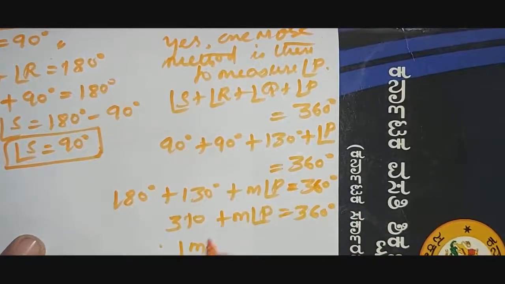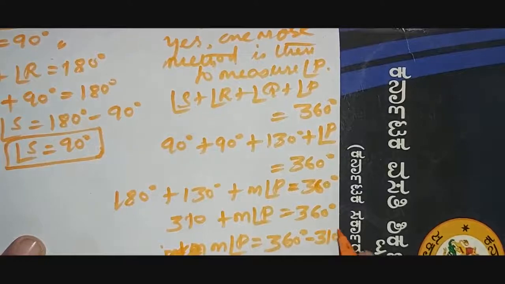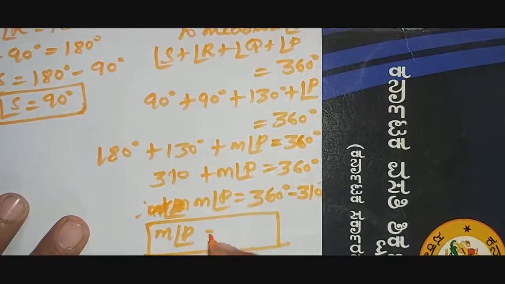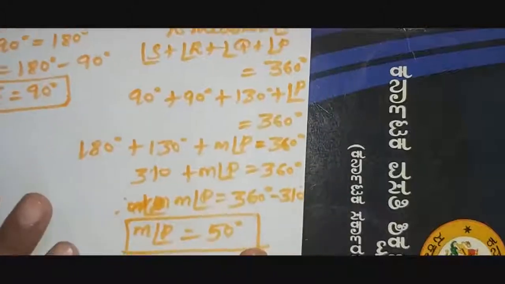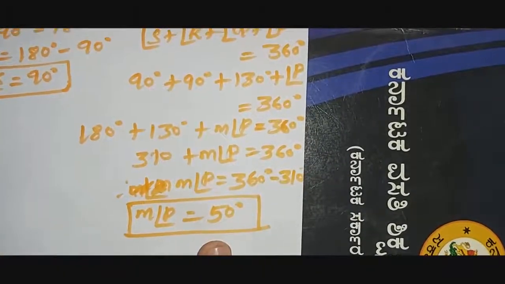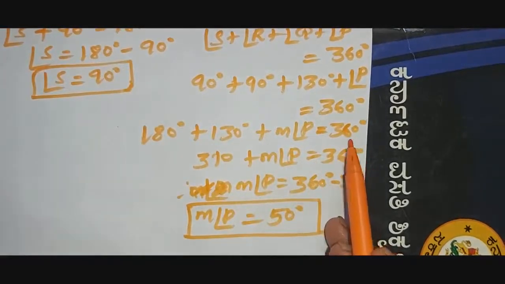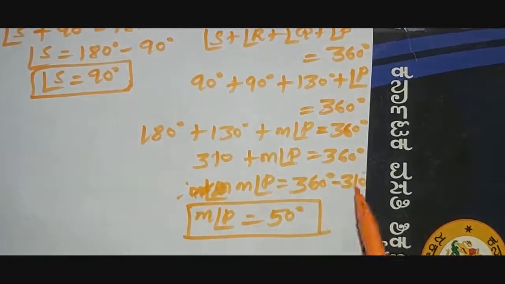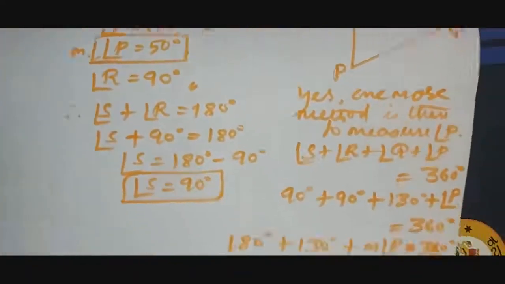Therefore, measuring angle P is equal to 360 minus 310, which is equal to 50 degrees. Same we got. Measuring angle P, here also we got 50 degrees, right? See here, 180 plus 130 plus measuring angle P is equal to 360, and after adding we get 310. Measuring angle P is equal to 360 minus 310, which is equal to 50 degrees. Here also P is equal to 50 degrees we got.